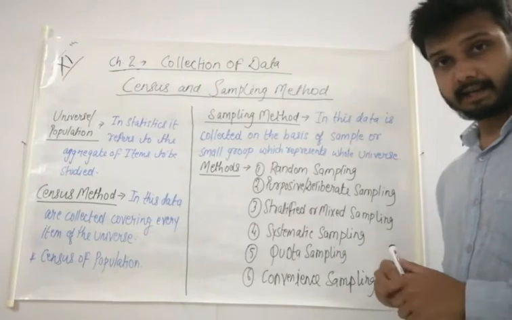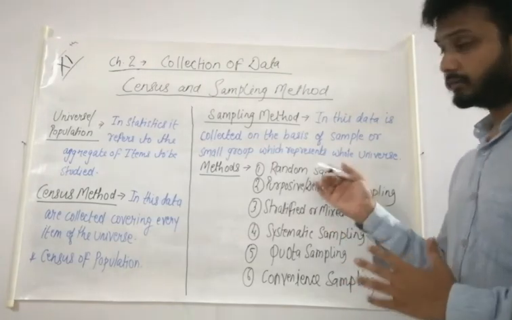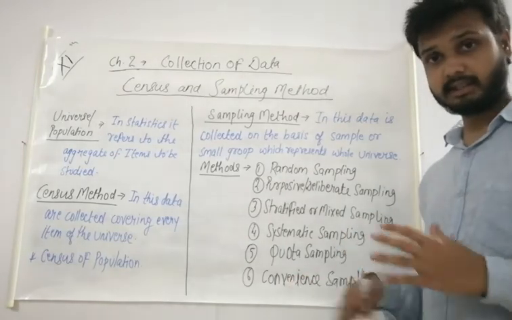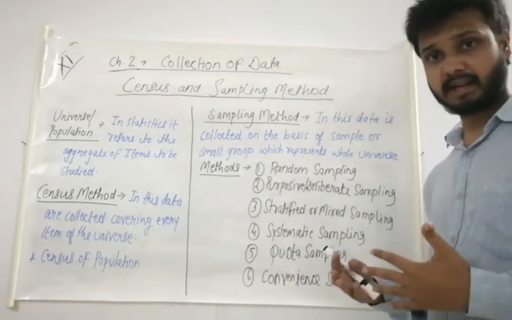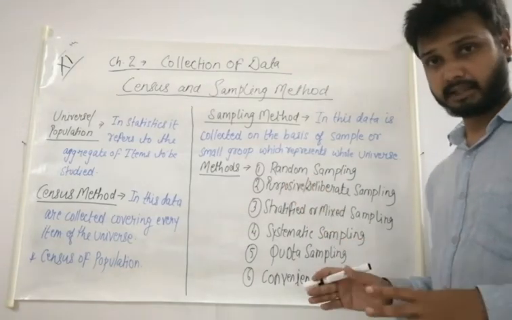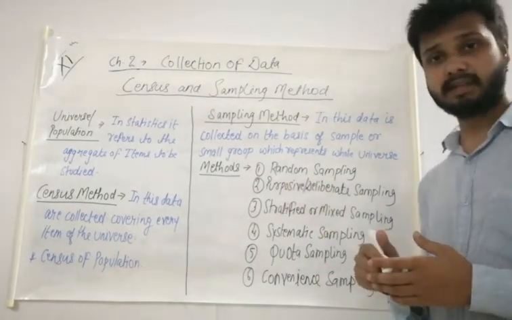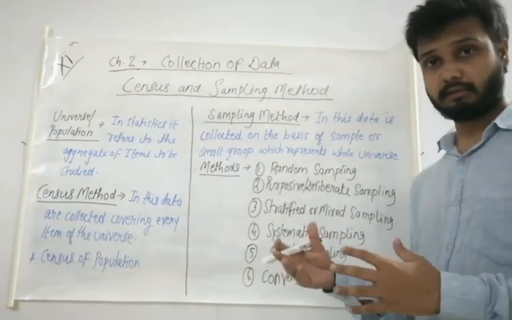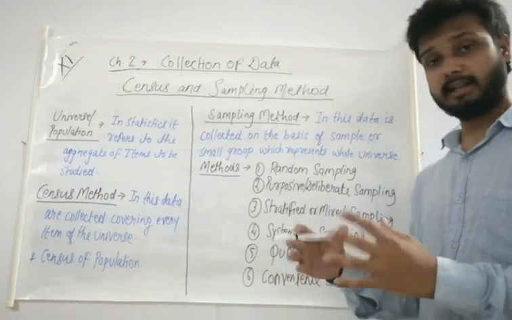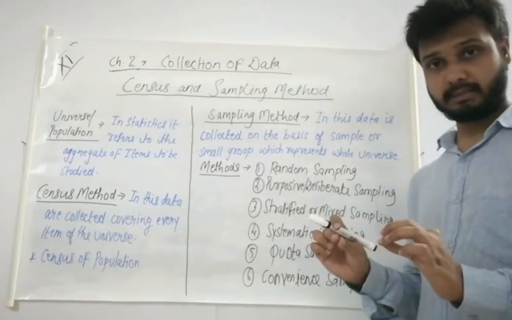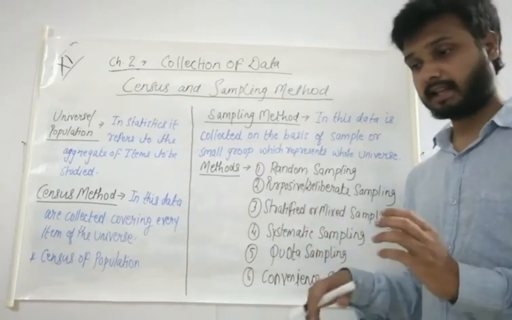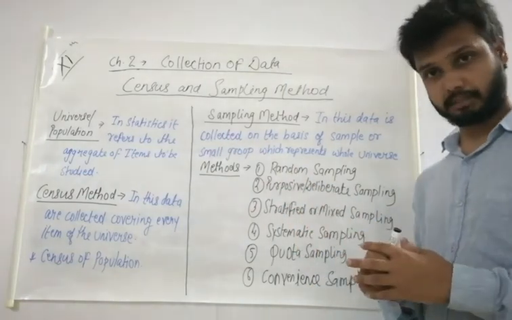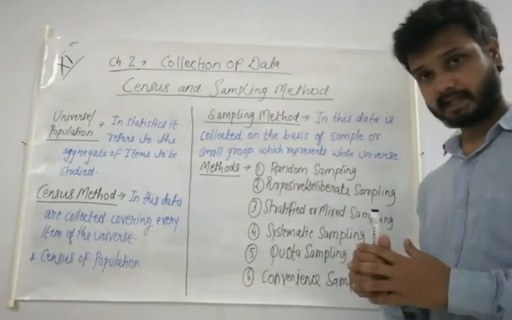The first one is random sampling. With the name only, it is clear that the sample here is taken randomly. There is no systematic or pre-planned manner. In this, the lottery system is mainly followed, in which the names of all the people on whom our study is to be conducted are written on chits and kept in a box. Then chits are randomly picked up, and whose name comes becomes part of our sample. So this is random sampling.